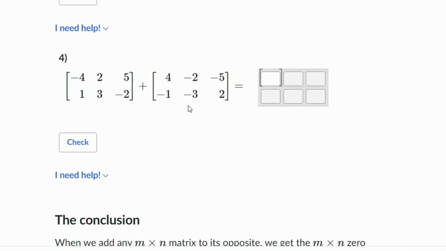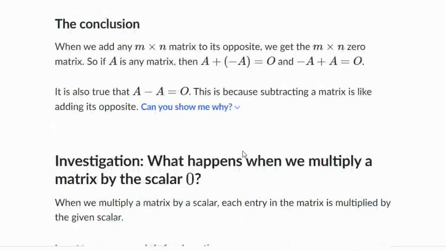All right, so here's another one. When we look at this, we can see it has the same numbers, 4, 2, 5, 1, 3, negative 2. It's just they have the opposite signs in the two matrices. This is negative 4, this is positive 4. This is positive 2, this is negative 2. Positive 5, negative 5. So when we see that, we're like, oh, this is going to be a zero matrix because all of these numbers are just opposite signs, but the same number. Check. So in conclusion, anytime you add a matrix to its opposite matrix, you'll get a zero matrix. And also, if you subtract a matrix from itself, A minus A is a zero matrix.